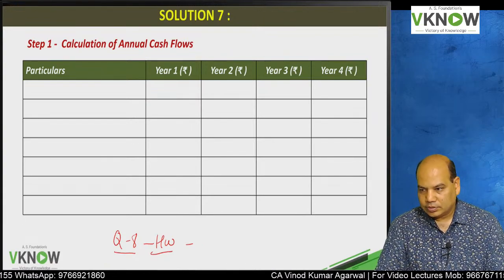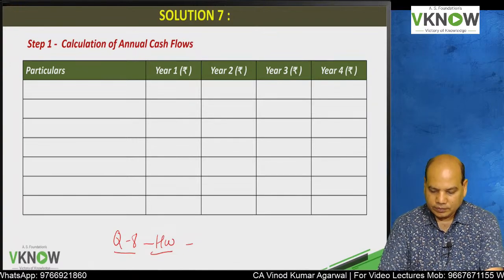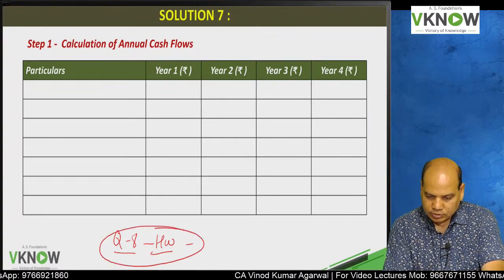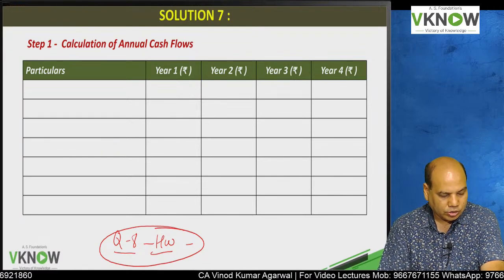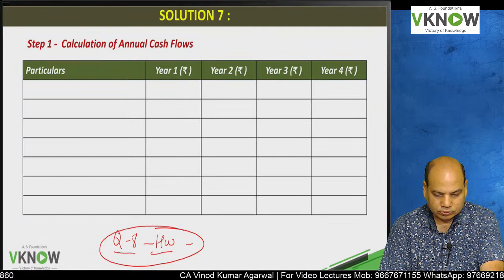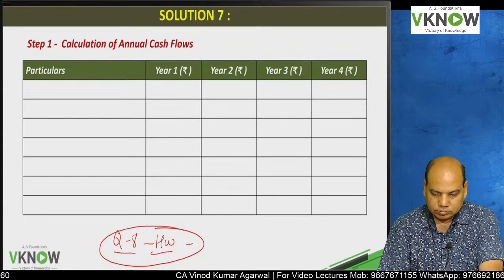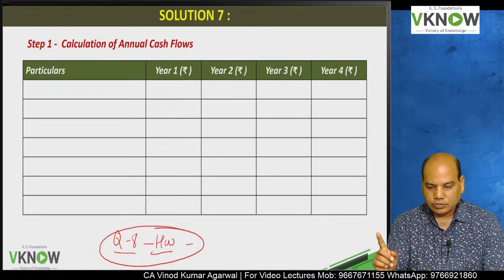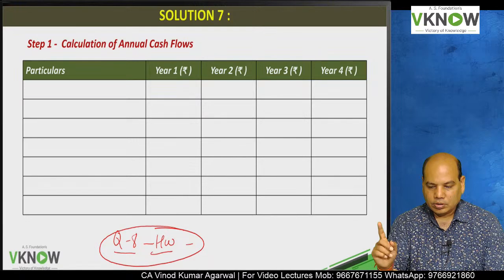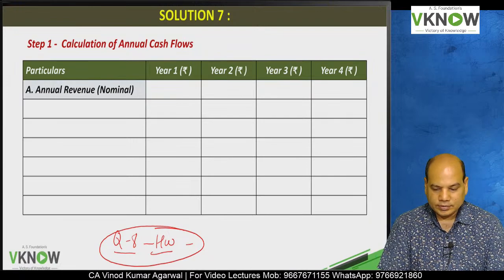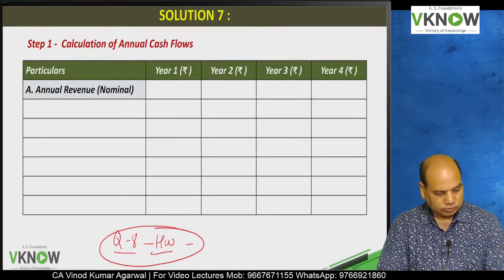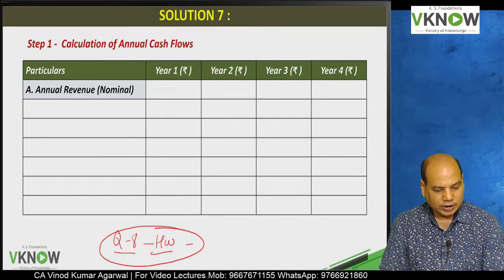Step number 1, write. Calculation of annual cash flow. It's a question of 4 years. Write down year 1, year 2, year 3, year 4. First point A, write. Annual revenue nominal. What is the inflation rate? 10%.